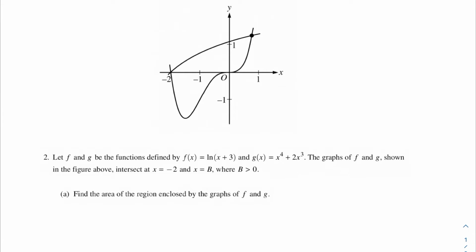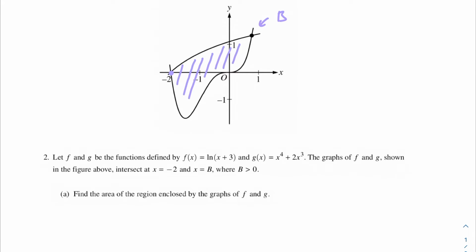The graphs of f and g shown in the figure above intersect at x equals minus 2. So that's right here. And x equals b, which is right here, where b is greater than 0. Our first problem, A, is finding the area of the region enclosed by the graphs of f and g. So that would be this space here.